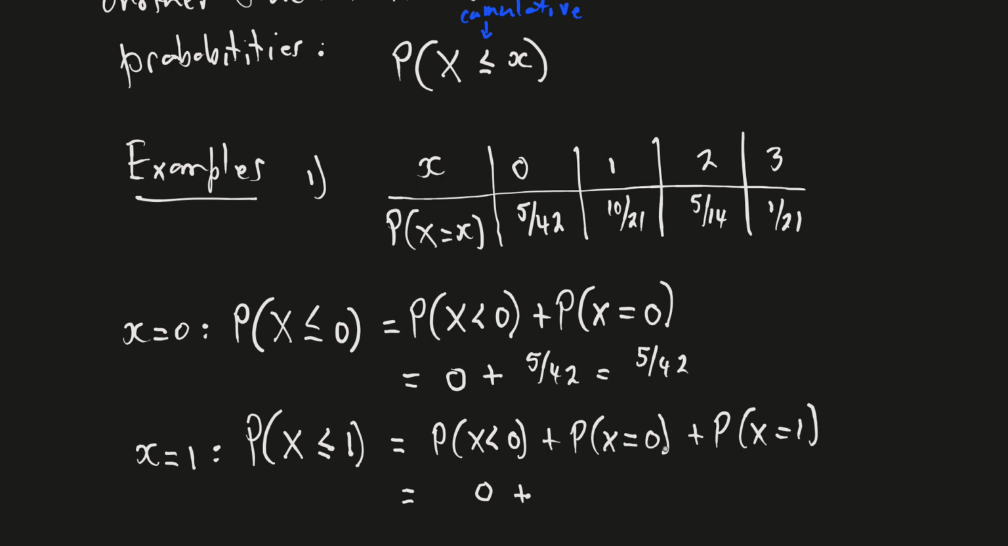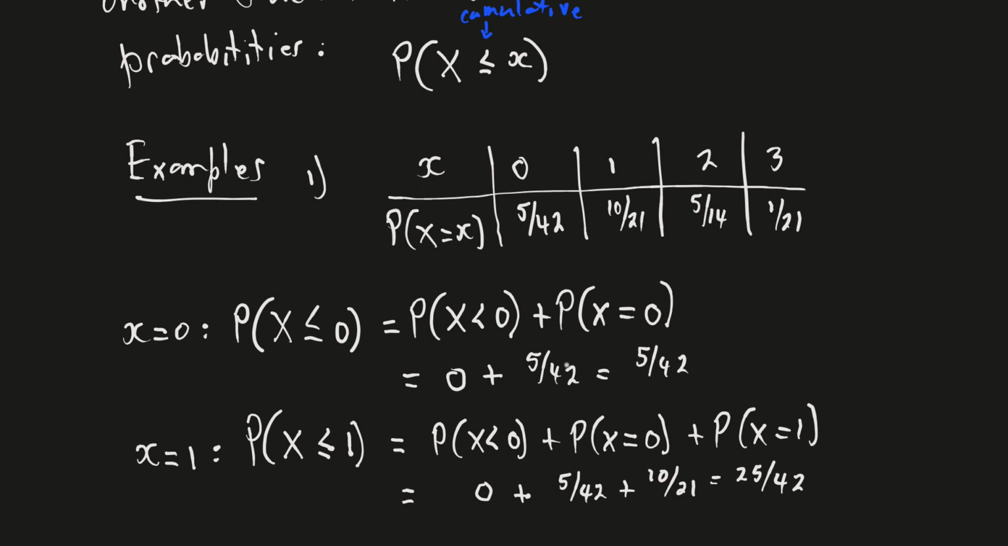So the probability that x is equal to 0, that's the 5 out of 42, and then plus the probability that x is equal to 1, that's 10 out of 21. And now let's write both of these with a denominator of 42. So that will be 20 out of 42 plus 5 out of 42. So that's 25 out of 42.